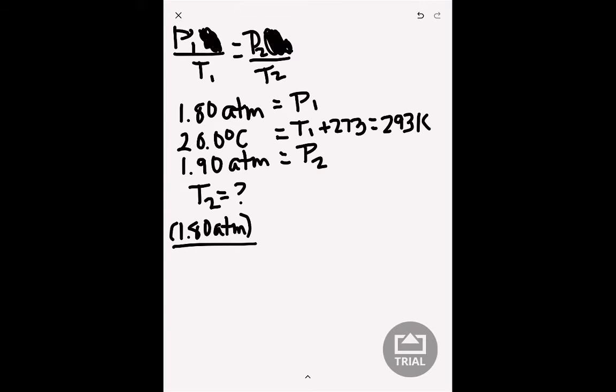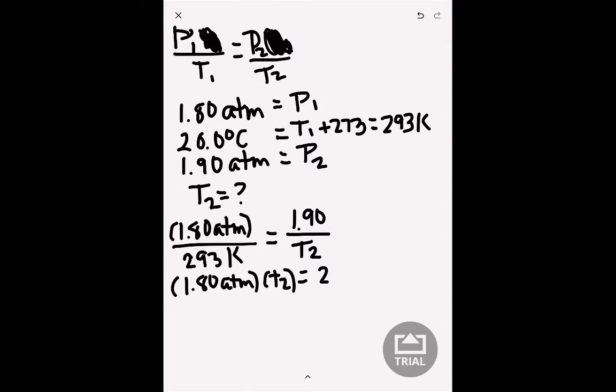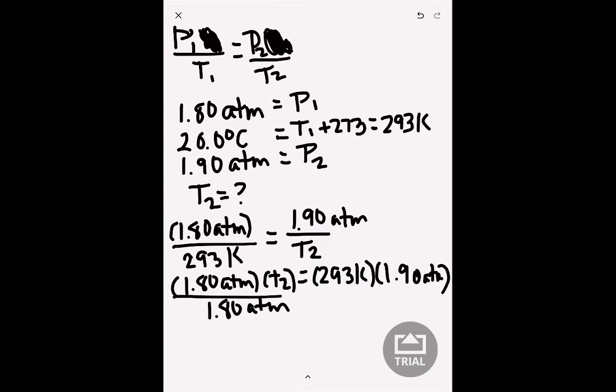So that's 293 K, that is T1. And then P2 is 1.90. And T2 is what we don't know. So we're going to cross multiply, and we're going to get 1.80 atmospheres times T2 is equal to 293 K times 1.90 atmospheres. We don't want to forget that. So to solve for T2, we're going to have to divide both sides by 1.80 atmospheres.